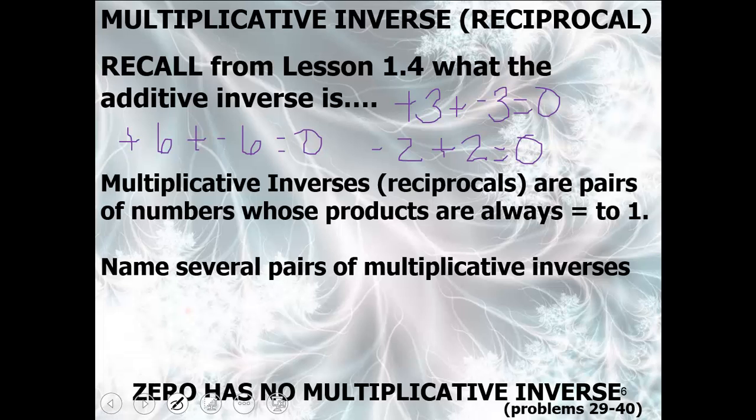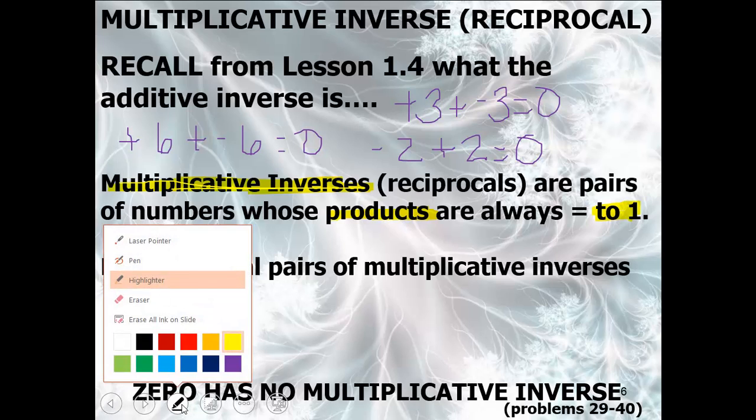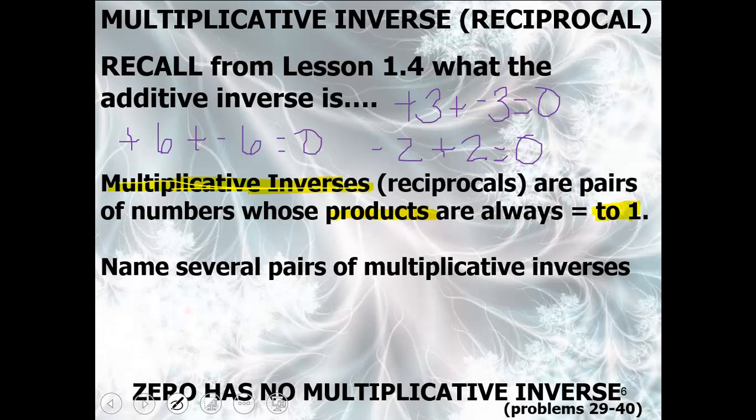Multiplicative inverses, I'm going to highlight that. Multiplicative inverses multiply to a positive 1. So let's name some pairs of multiplicative inverses. Well, 2 times 1/2. This is the reciprocal of 2. Reciprocals always multiply to 1. If we check that, we have 2 times 1 is 2, and 1 times 2 is 2. That gives us 1.